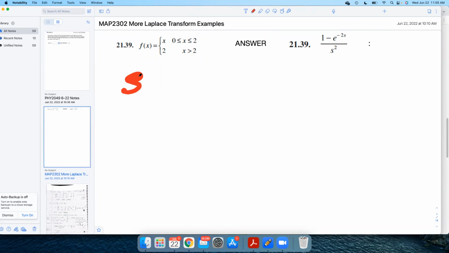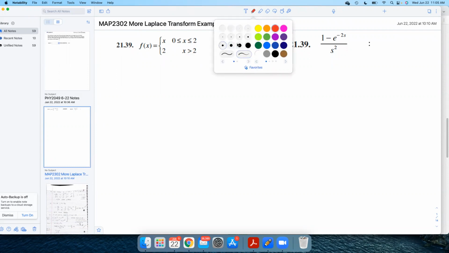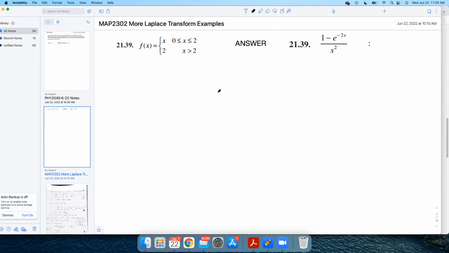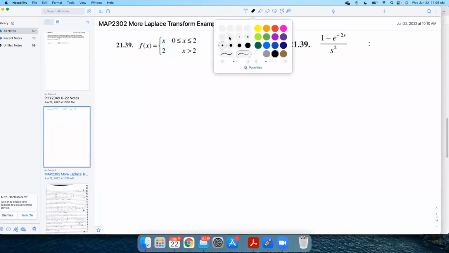Oh, whoa, undo that. The Laplace transform. Why is it still thick like that? Oh, maybe that size. Let's try that.